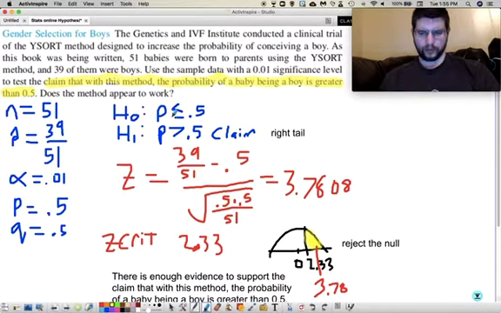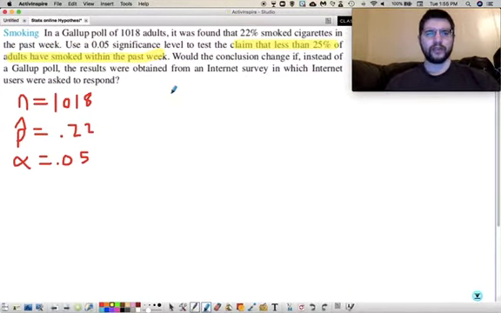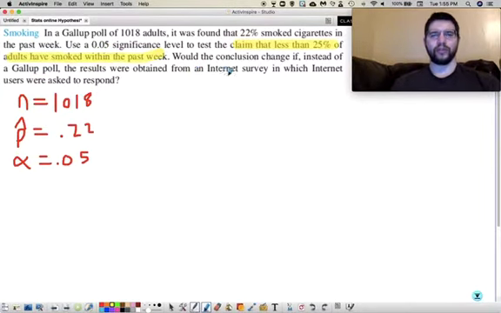It says, does this method appear to work? Yes, it does. What the conclusion says, so we can go ahead and answer this one without doing any work. Yes, if we use some non-random sample of an internet survey where it was a voluntary response, we'd be like, yeah, we can't use this data, move on. So Gallup polls are random samples. Surveys that are voluntary are not a random sample. So can't use those, we can use Gallup polls.